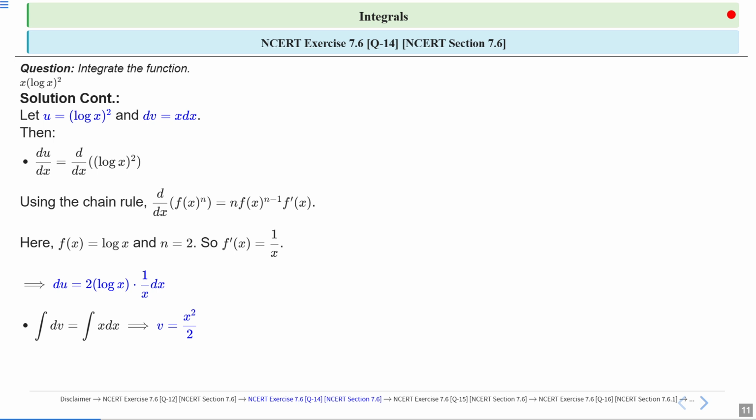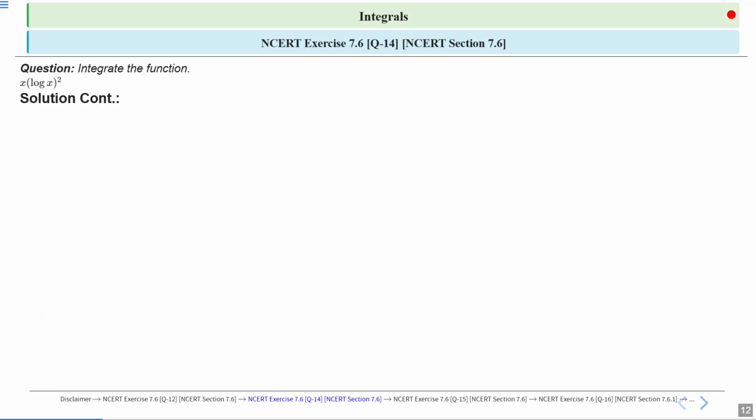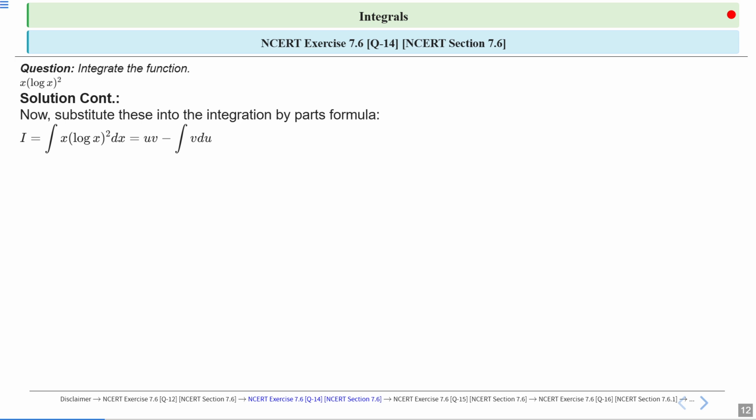Now we integrate dv to get the value of v. So the integration of x dx is x square by 2. Now substitute the values into the integration by parts formula. So I is equal to integration of x log x whole square dx is equal to uv minus integration of v du. So the value of u is log x whole square, the value of v is x square by 2, and the value of du is 2 log x into 1 by x dx.